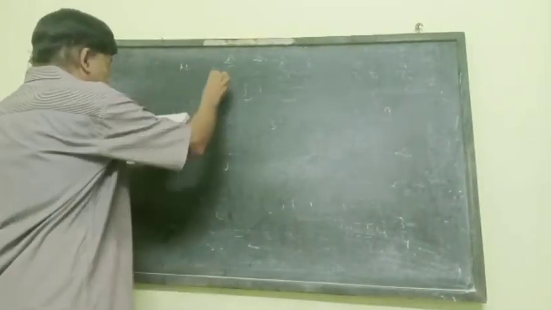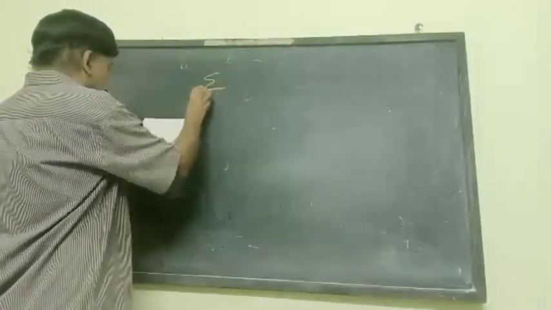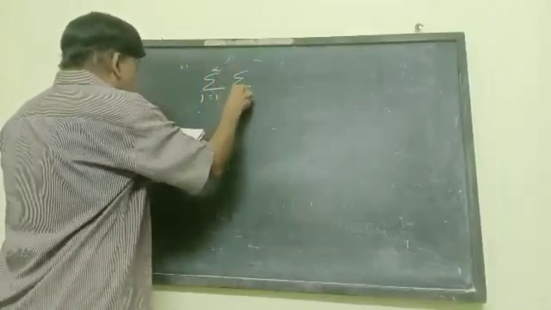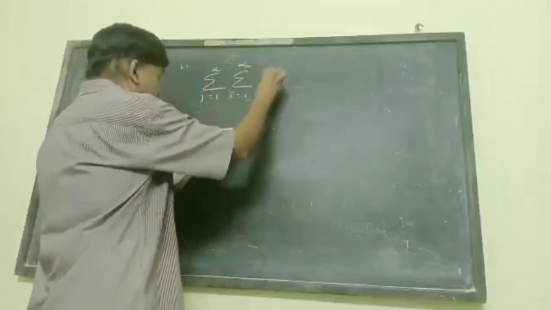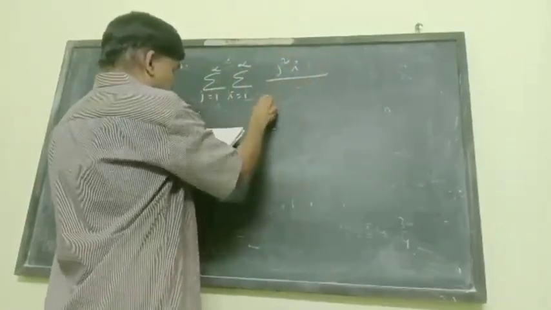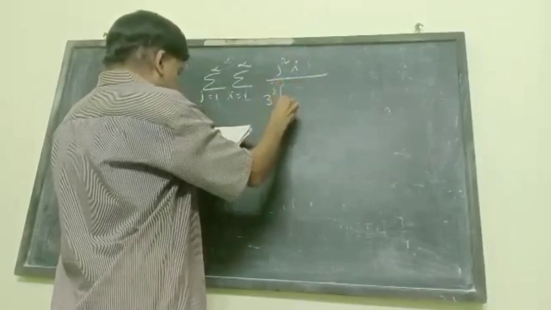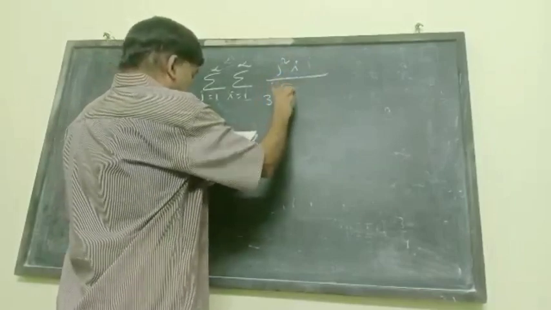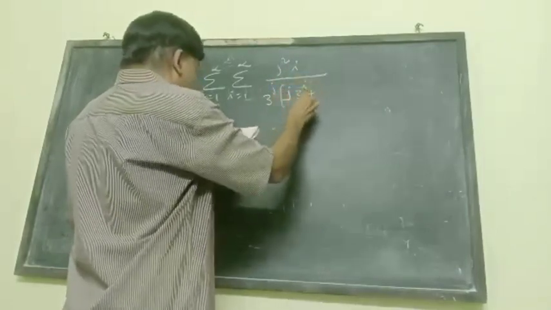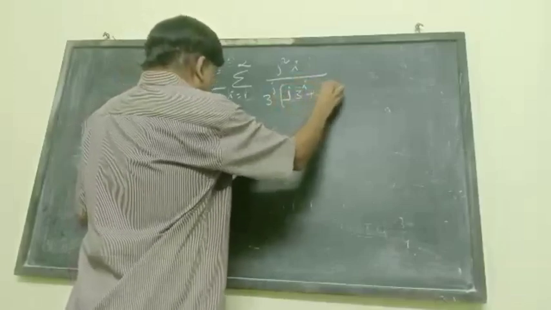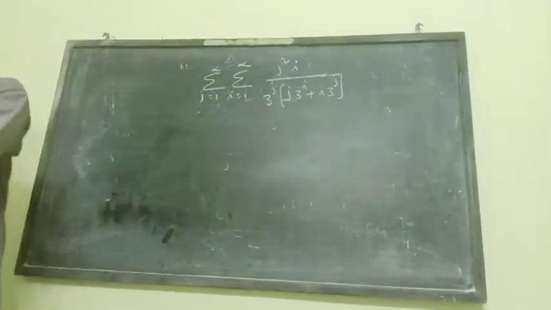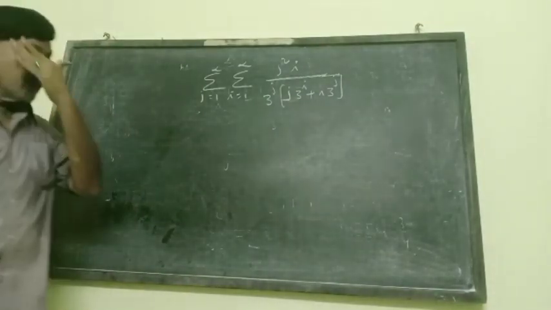The next question is: sigma j equals 1 to infinity, sigma i equals 1 to infinity, of j square i by 3 power j into j into 3 power i plus i into 3 power j. This is our next question.